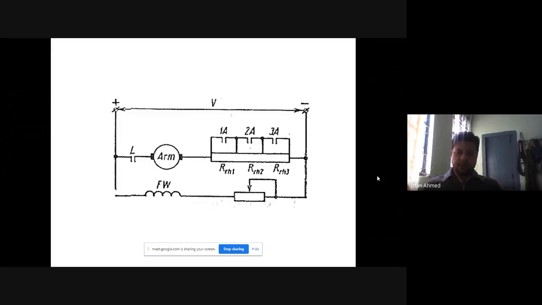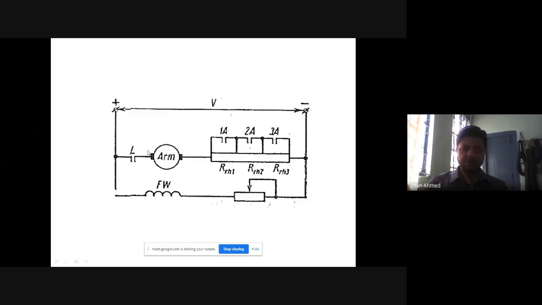Now suppose we have this motor. This is the armature circuit. This is the armature of the DC shunt motor. This is the field winding, and there are some external resistances in the field circuit, which for the time being we are not changing, so that the field current is constant at its rated value. There are three external resistances, RRH1, RRH2, and RRH3 in the armature circuit. This is the external resistance in the field circuit which we are keeping fixed. These are the external resistances in the armature circuit.